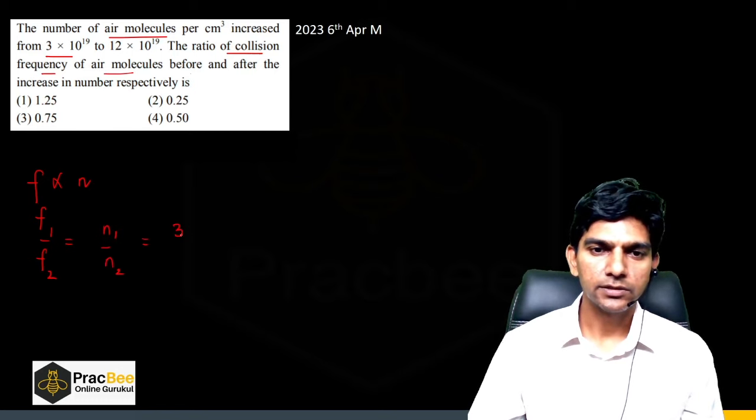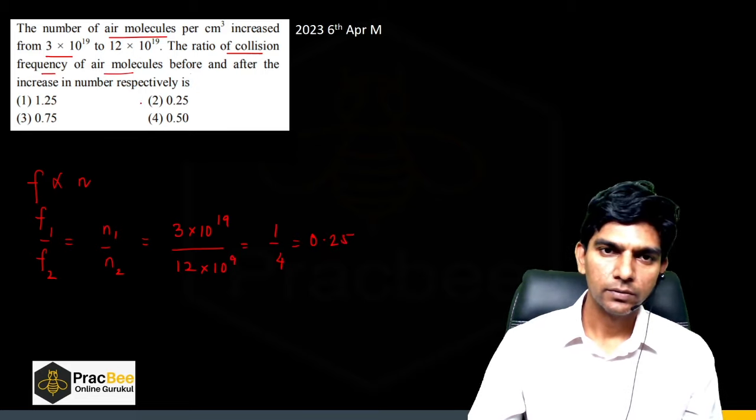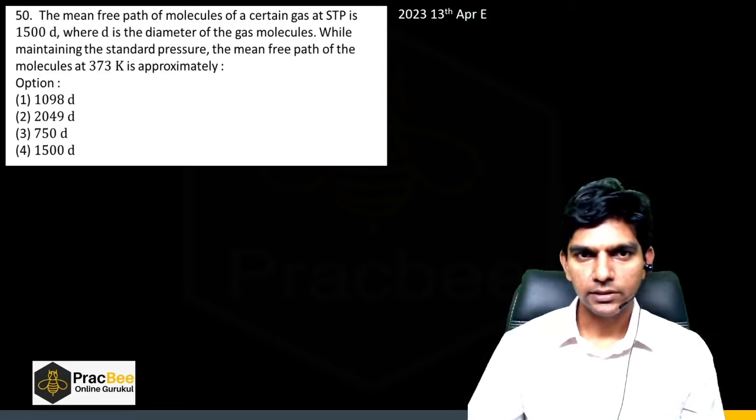And what is N1? It is 3 into 10 raised to 19. And N2 is 12 into 10 raised to 19. So it will be 1 by 4, which is nothing but 0.25. So option 2 is the right answer. Now let us see another question.